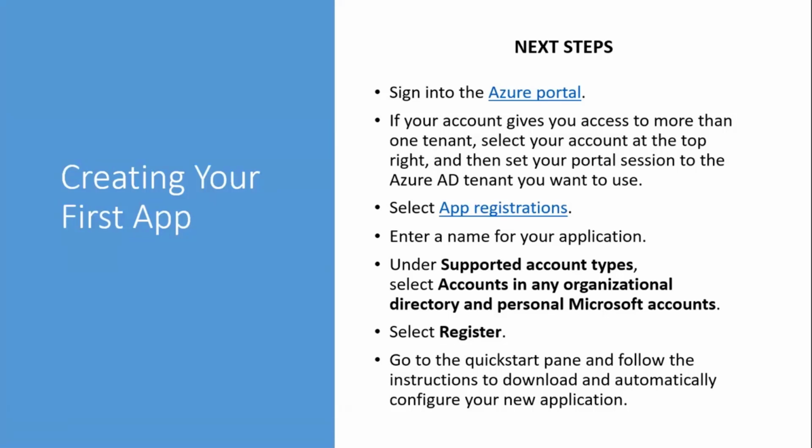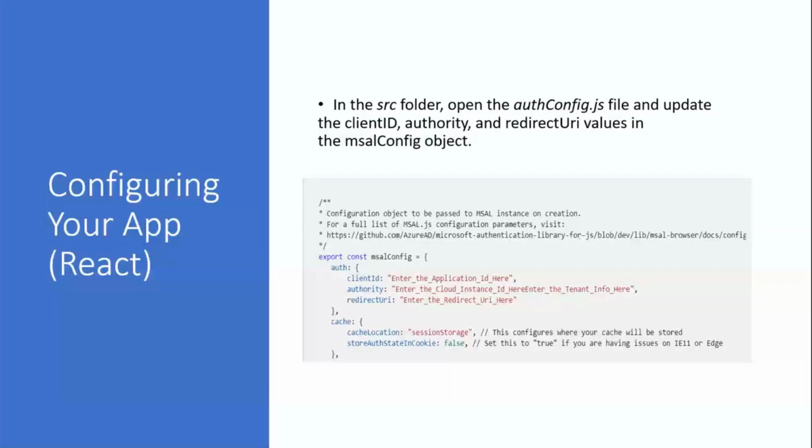You can choose which tenant you're using. If you have multiple tenants, you just select app registrations, put in a name, select the accounts you want to support. I think most people go for any organization directory and personal accounts. Then you register and that's it. Then you've got a quick start pane where you can download your application and actually get up and running immediately. And I'll take 5 minutes to show you exactly what I mean when I say you can download your first React application, actually log in and you're able to access Microsoft Graph. So I was just showing that it's pretty simple.